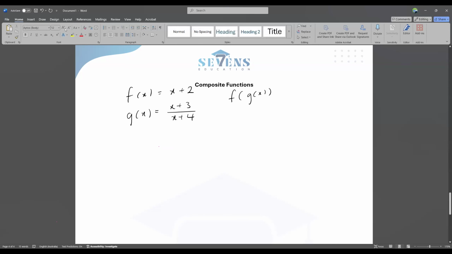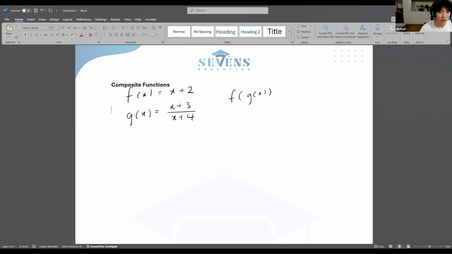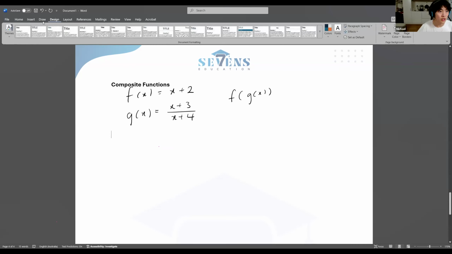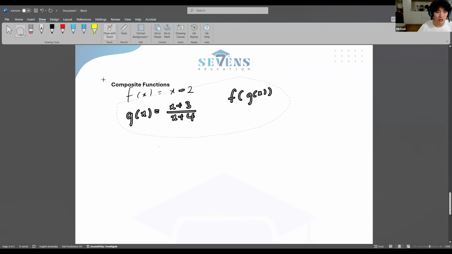You put the g in the f function. Yep. Try to write it down on paper and see what you get.